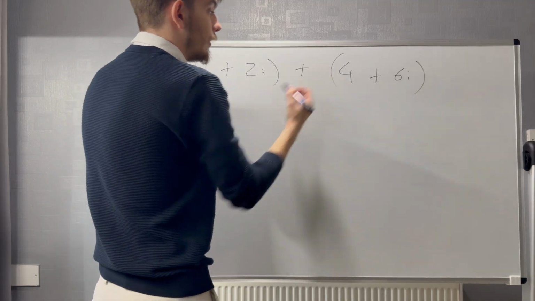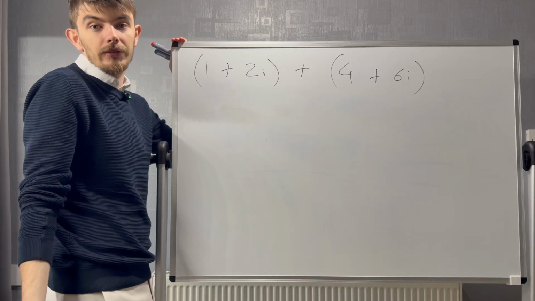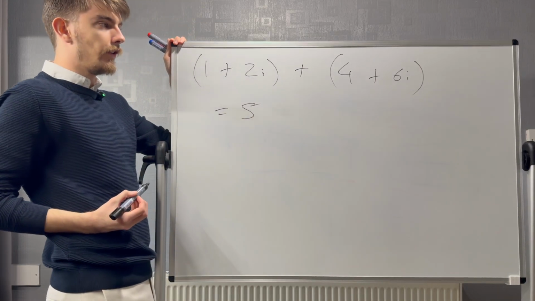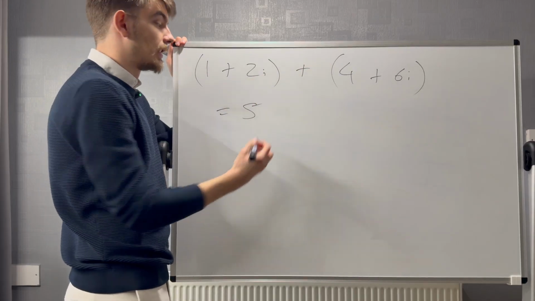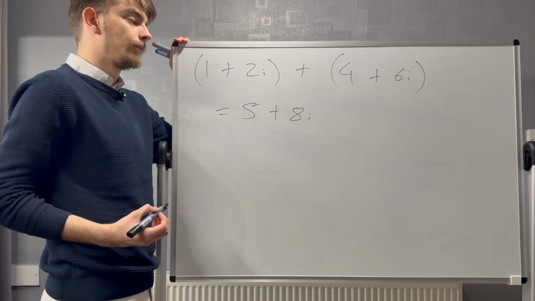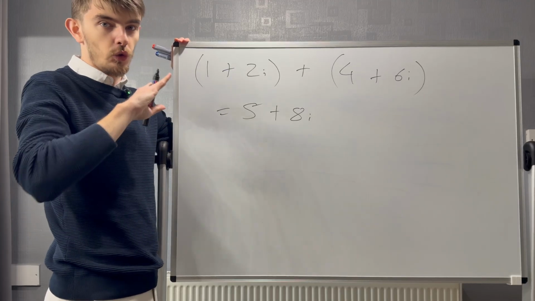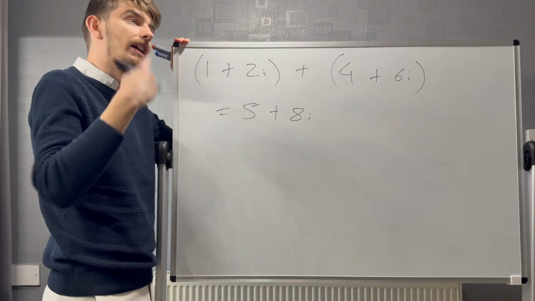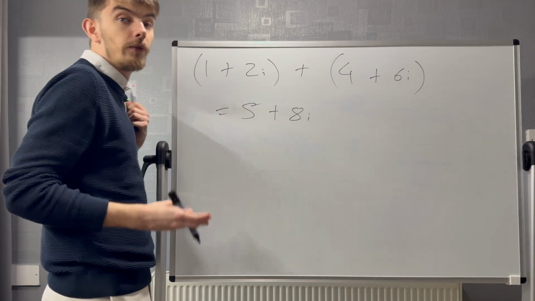If I add them together, I can add like terms. So my real numbers can add together: 1 plus 4 is 5. And my imaginary terms can add together: 2i plus 6i is 8i. Nothing scary. It's just normal algebra. Pretend there's an x. Add the like terms, things that have i's and things that don't, and go from there.